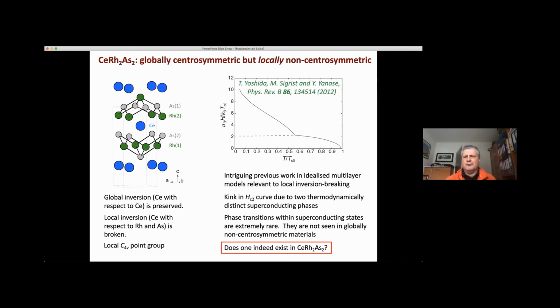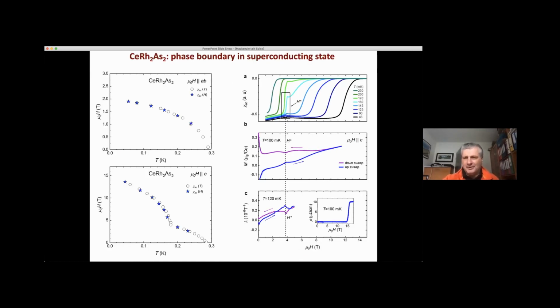So we thought that before making a claim, we really had to look very carefully about whether we had this physics going on or not. So there's the key question. Is there a transition in the superconducting state in cerium, rhodium 2, arsenic 2? I wouldn't be framing it like this if there wasn't.